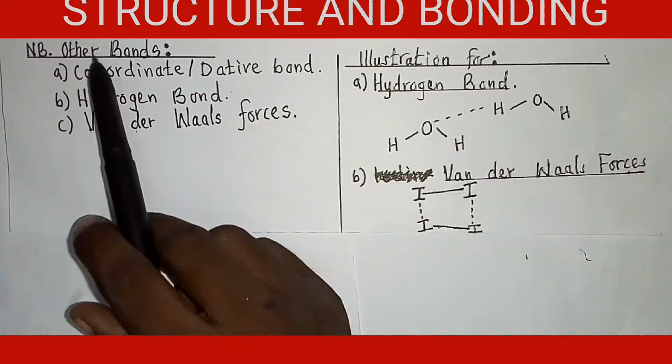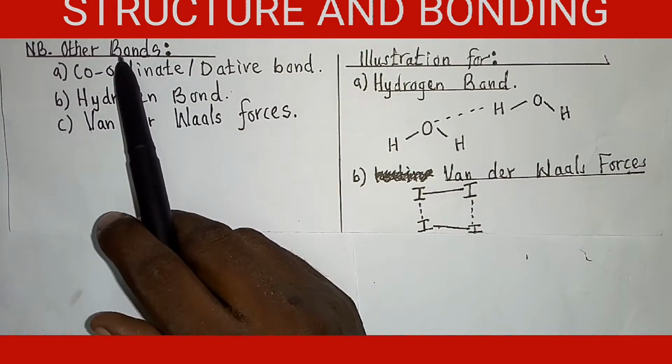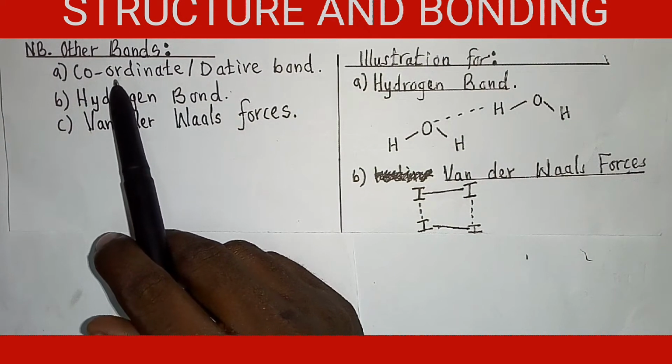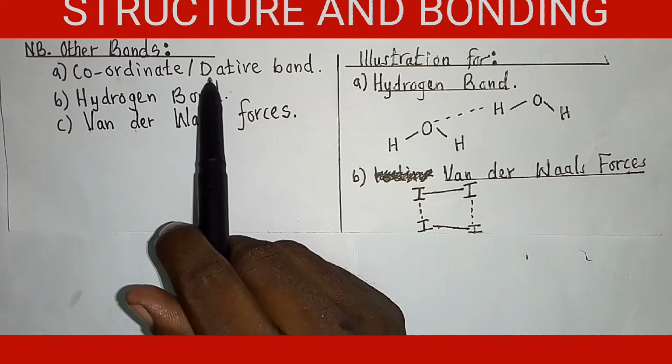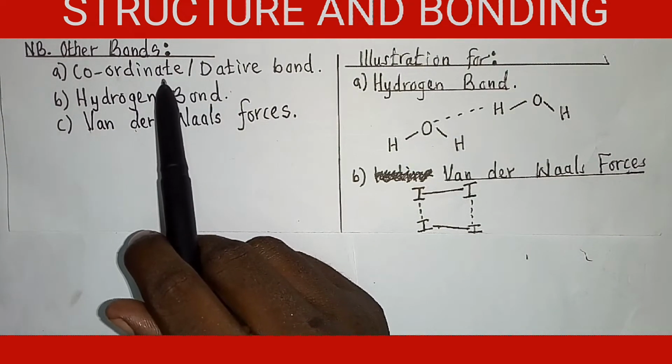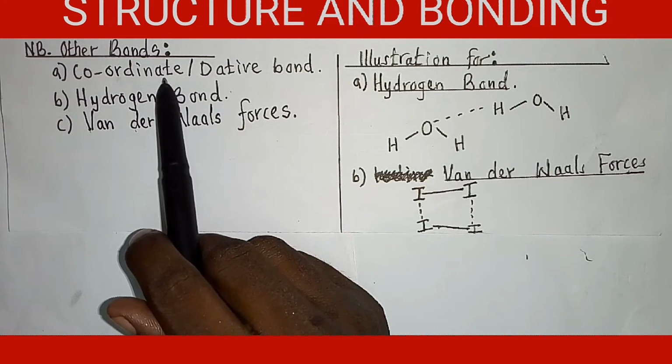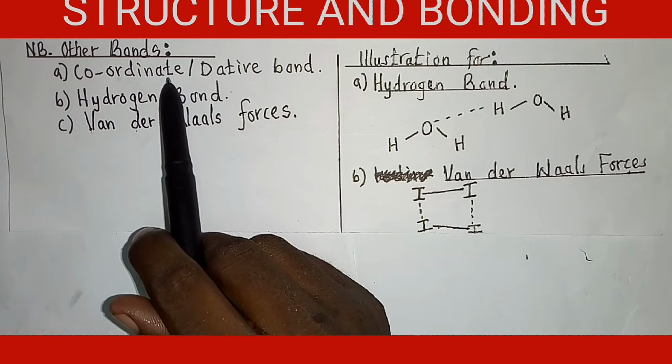delocalized electrons. Other bonds apart from the bonds mentioned above, you have coordinate bonds, also called dative bonds. This one is a type of covalent bond in which only one atom forming the bond contributes a pair of electrons to be shared.